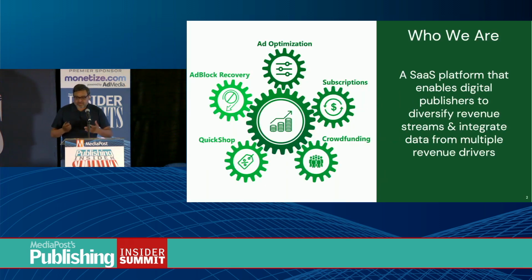A bit about Publir. We are a SaaS platform that's built across 5 modules. We have an ad optimization module, a subscriptions module, crowdfunding, an e-commerce tool that we are beta testing called QuickShop, and an ad block recovery module. We launched the platform in April 2021. We did about 1 billion page views last year, the last full year we were operational, and we currently work with about 75 clients.